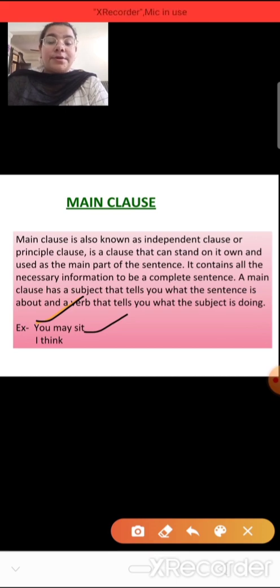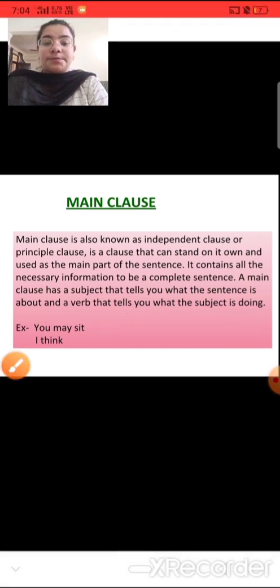On the chair. If I write the phrase "on the chair", that doesn't mean anything. But I am using the main clause "you may sit" to complete the phrase "on the chair". Now it will make a full, complete sentence: you may sit on the chair. Let's see that example also.